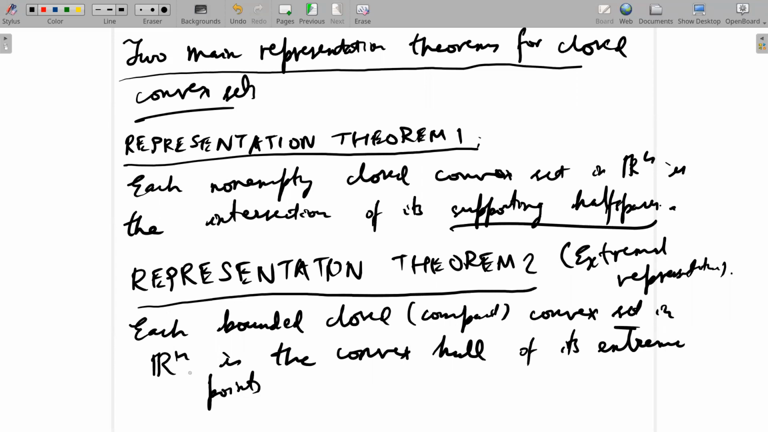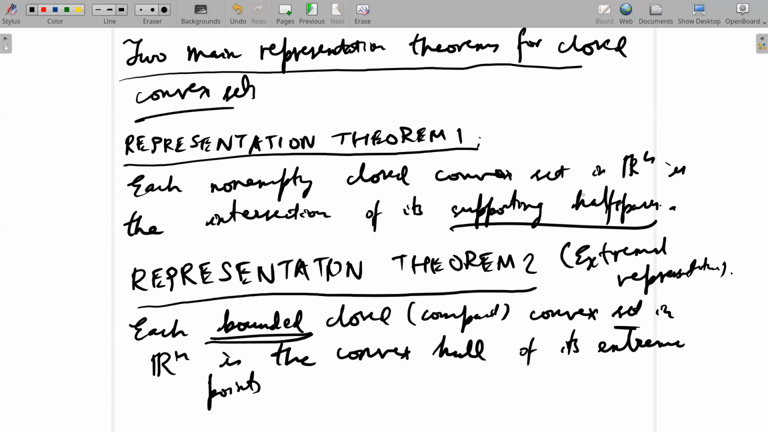I only gave part of representation theorem 2. That's because I have included the adjective bounded. In the first theorem there is no bounded; I just said non-empty closed convex set. In fact, if you remove bounded, there are some building blocks. Building blocks are linear subspaces, which are not bounded. Then you have cones, which are also not bounded. And then you have this. So you can write it as a direct sum of such things.